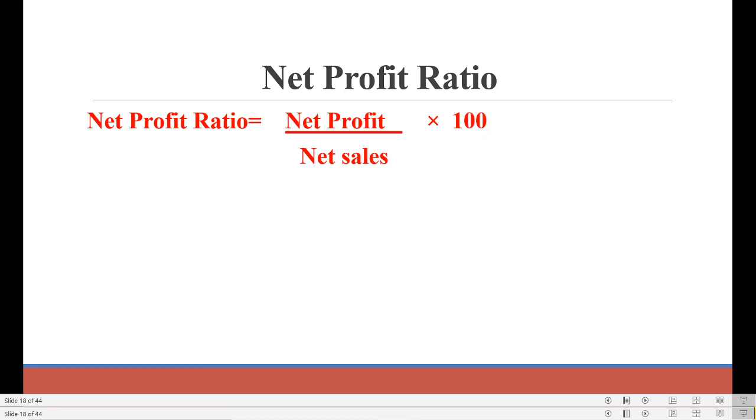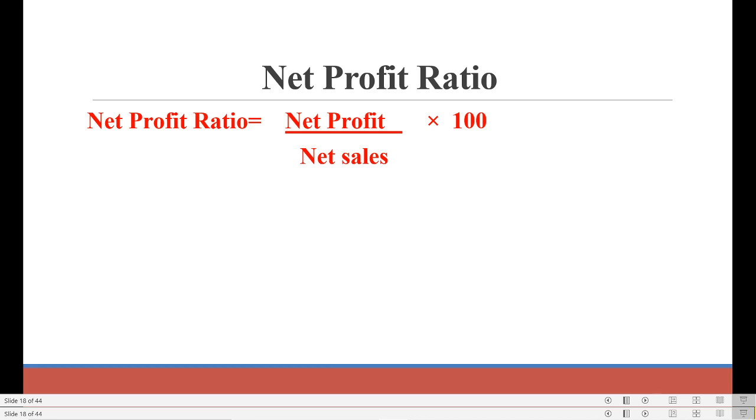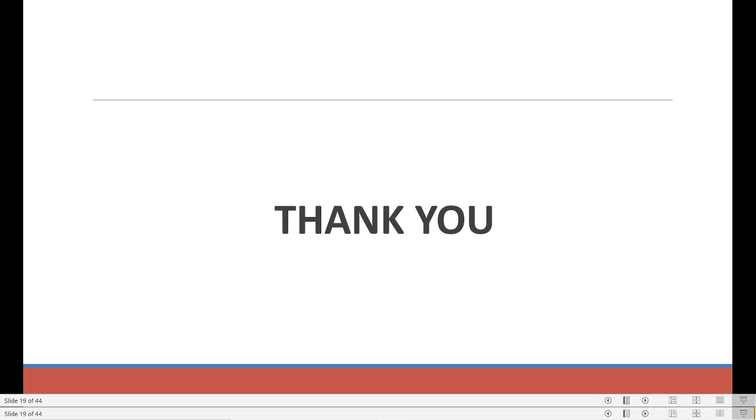Another thing, if you have observed in the last three ratios, the denominator is always net sales. So I have to consider the sales after deducting sales return, sales allowances and everything. So I have to take net sales, not gross sales. Take net sales, how much actual sales made by you. Okay, that's it. These are the profitability ratios which indicate the profit position of the company.